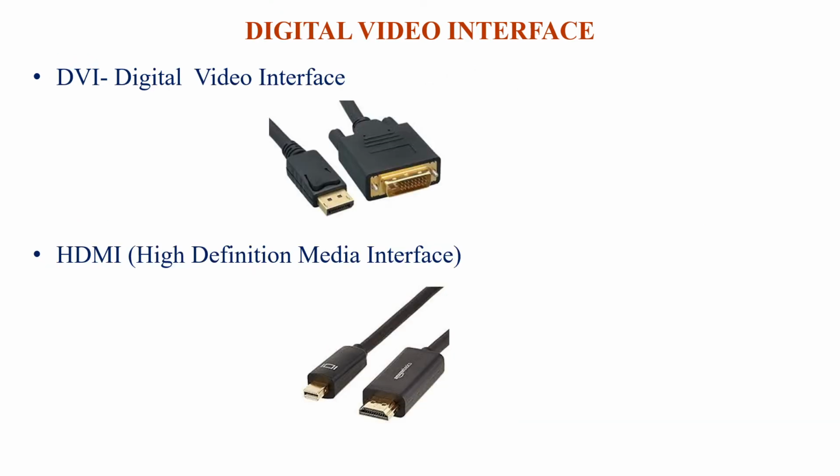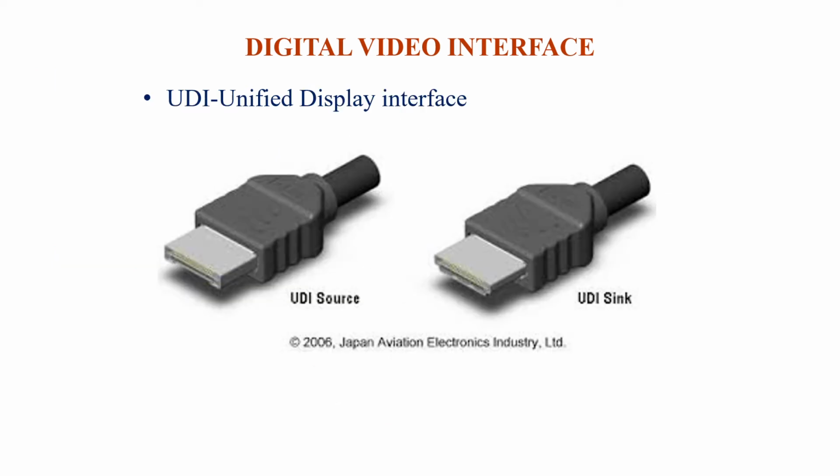Next one is the digital video interface. So this kind of cable is again there, where you are connecting your digital video. Okay. HDMI is a high definition media interface. So this kind of cable is called the high definition media interface. So we have seen some of the analog interfaces and some of the digital interfaces. Now in digital video interfaces, you are having a source and a sink, so you're using different connectors at the source side and the sink side. UDI stands for Unified Display Interface.